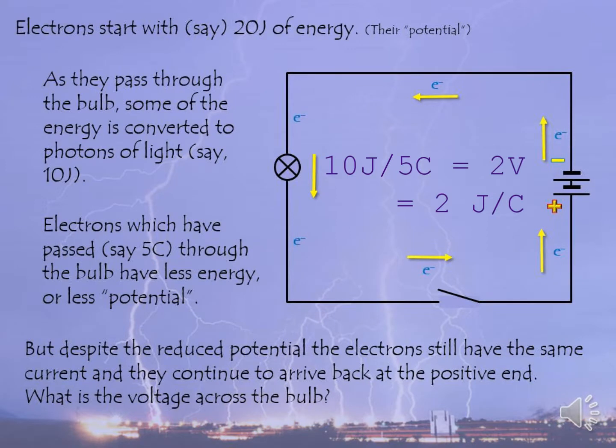And as well as being 2 volts, we could also think of that as being 2 joules per coulomb. So for every coulomb of charge that goes through that bulb, 2 joules of potential from that coulomb of charge are lost to light energy.